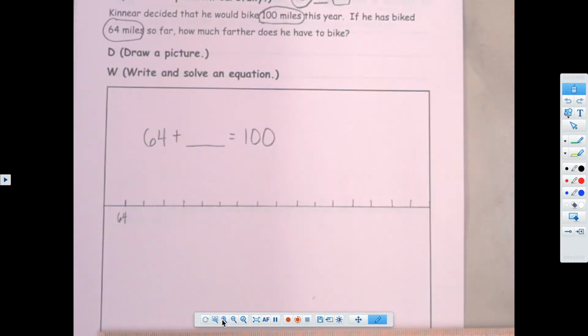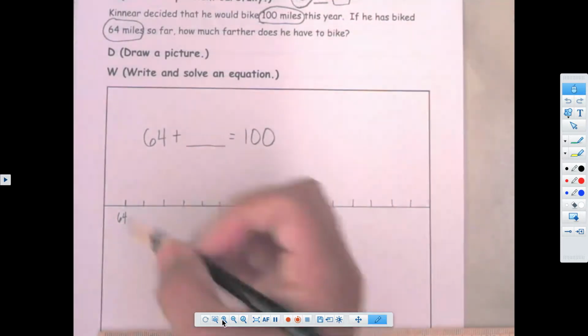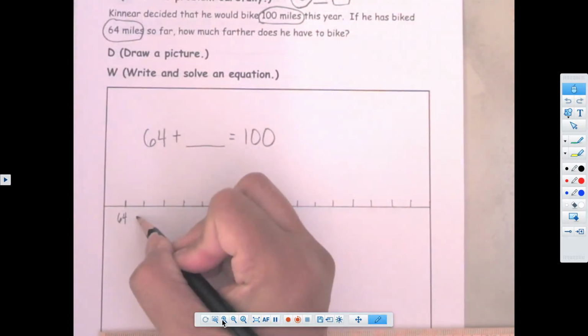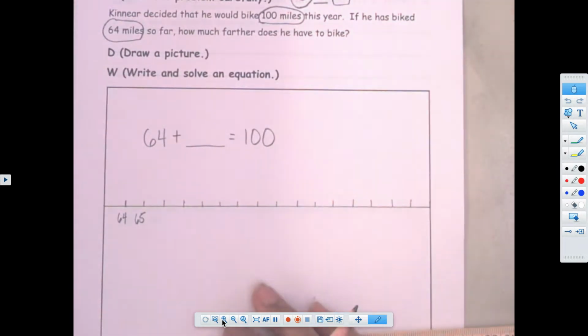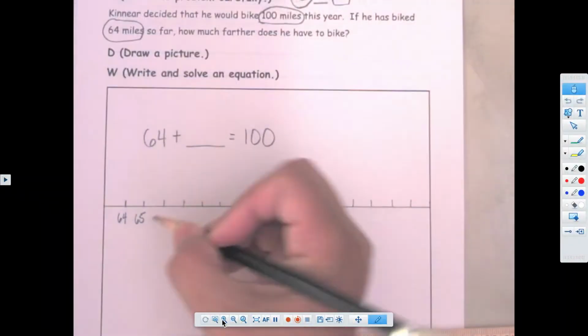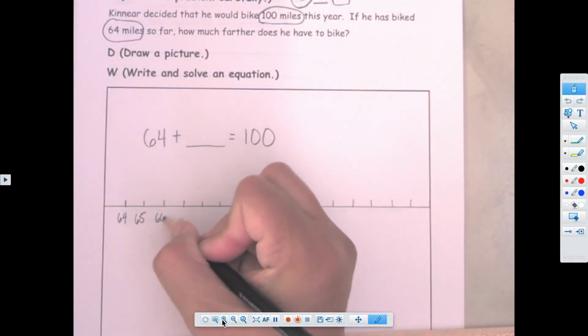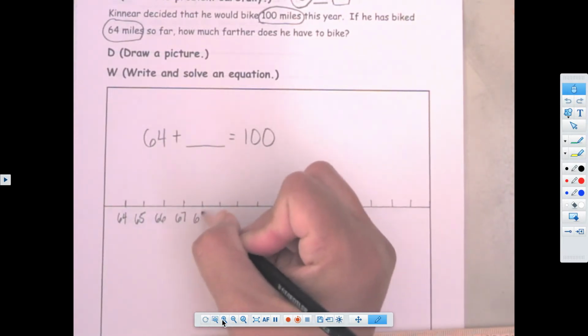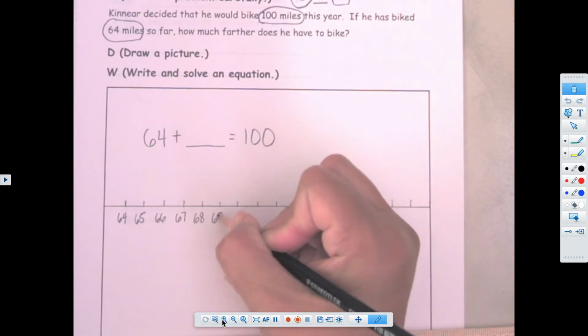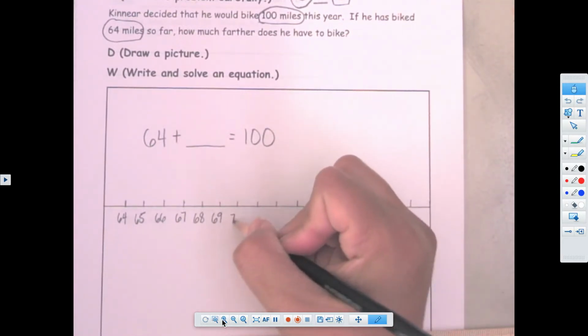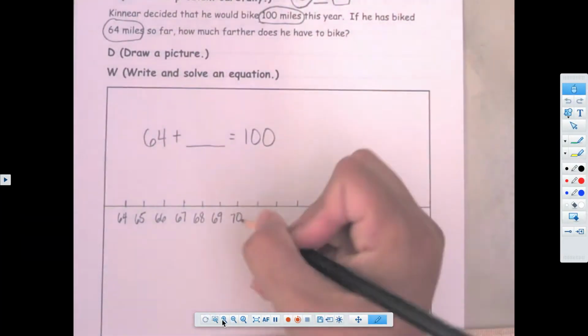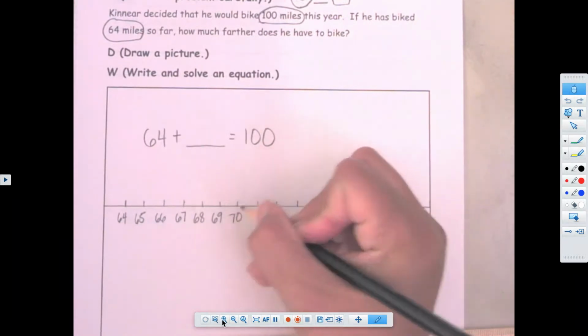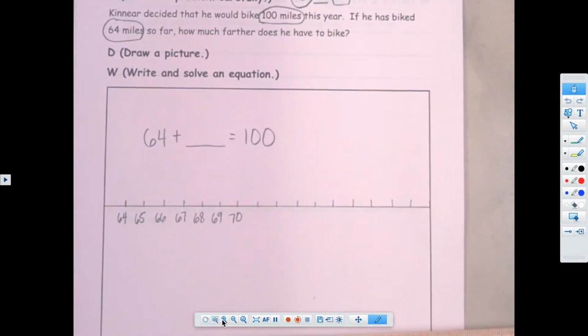Ready? 64, one more. What is it? 65. Yeah, thank you, Denise. 65, one more. 66. Okay, count with me. 66, then? 67. Then? 68. 69. 70. Okay, stop right there. 70 is actually my benchmark number because I can now just count by tens to 100.